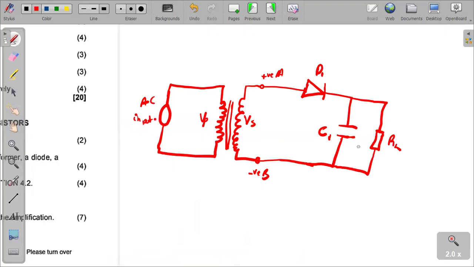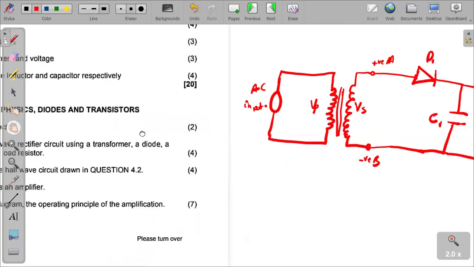So that marks our capacitor. As a matter of fact, this is a half-wave rectification circuit with a filter circuit. So the capacitor there is acting as a simple capacitor filter circuit. That's a filter circuit there.